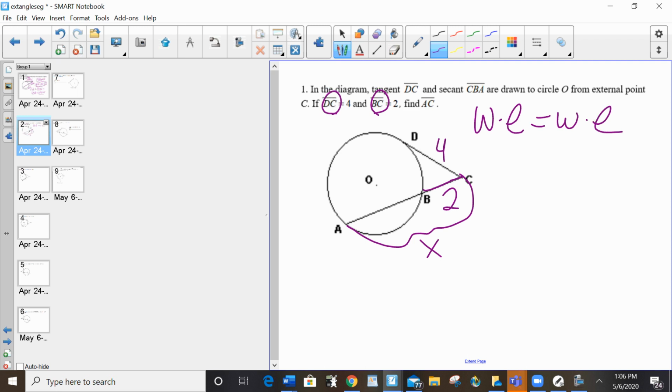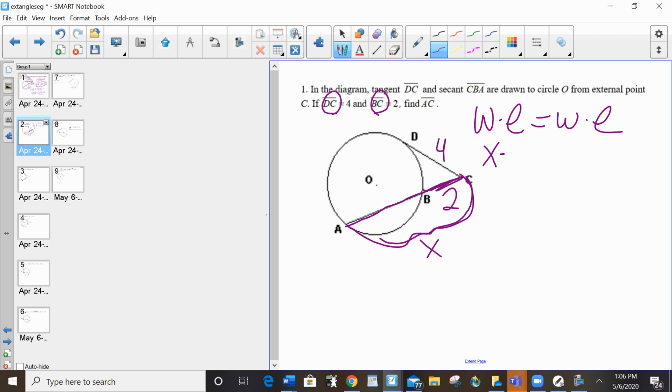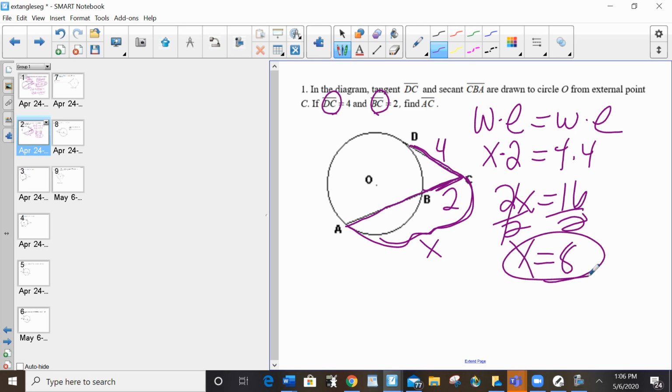So let's start with this segment. We call this a secant. A secant is a segment that goes from outside the circle to inside the circle. The whole secant is X. As we can see, we label this whole thing as X. And the exterior piece is 2. Now my other segment, again, this is called a tangent. The whole and the exterior are both 4, since the entire segment is outside. From there, I just do the algebra. 2x equals 16, divide by 2, divide by 2, x equals 8. That's it. All right, when you have an exterior angle and we're dealing with segments, WE, which stands for whole times exterior equals whole times exterior.